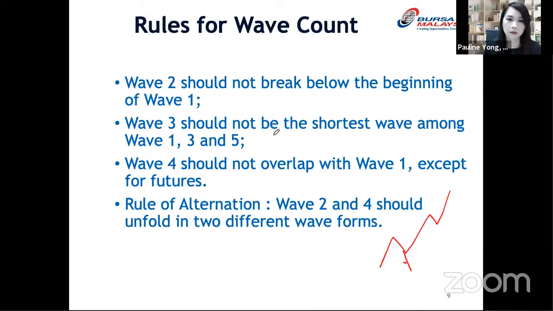So then it will be rather obvious, okay? And it is not obvious when you are not familiar with the rules, okay? It is usually like that. So you have to be familiar with the rules. And then wave 4 should not overlap with wave 1, except for futures, okay?